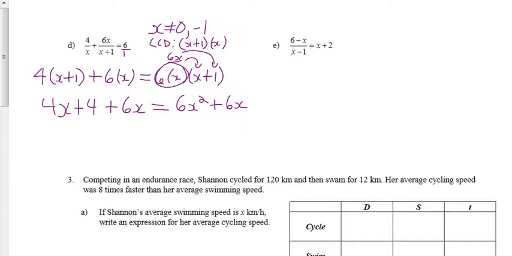Why wouldn't you do 6 times x, then 6 times x, and then 12x? Why? 6 times x is 6x squared.